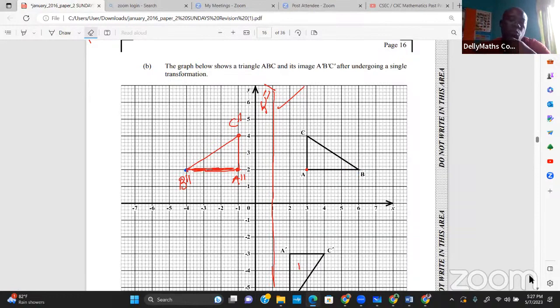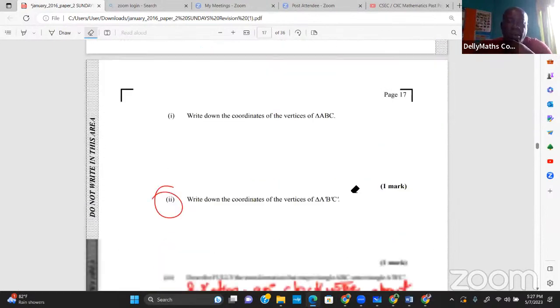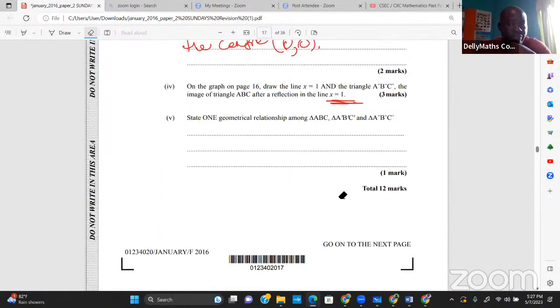So you can see that they spoke of rotation, then they give you a reflection, and that's how it goes. All right, let's see what the other question is saying. It says here, state one geometrical relationship between all of these diagrams that you're looking at.